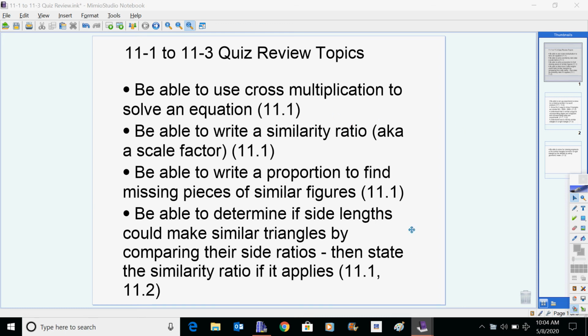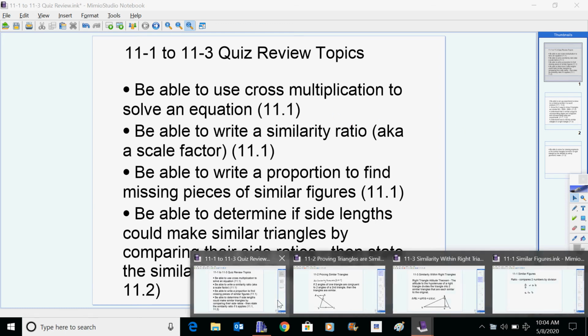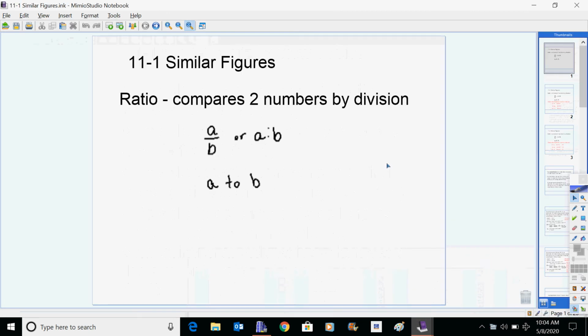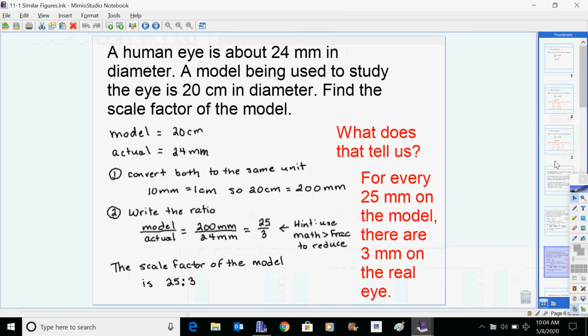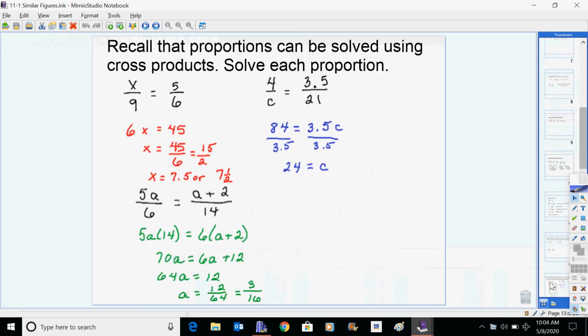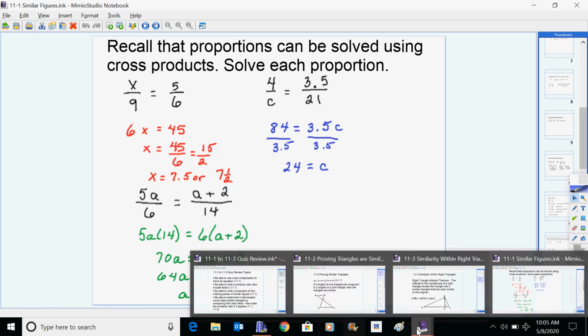First of all, you need to be able to use cross multiplication. We had used that quite a few times, and in this section especially we had used it in order to solve problems. So you could use cross products to be able to solve. That's one of your skills. Make sure you can do that whether there's an individual variable or other variables involved, including with their sums.